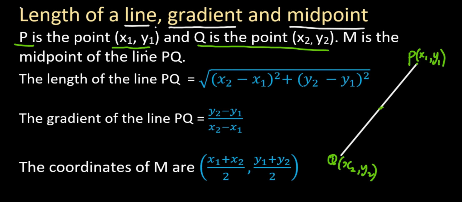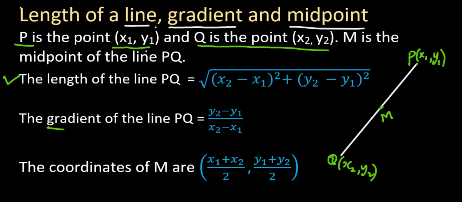The midpoint divides the line PQ into two equal parts. Now, suppose we want to get the length of the line PQ. You can say length of line PQ or distance of the line PQ. That's the formula: the square root of (x2 minus x1) squared plus (y2 minus y1) squared. The square root of the whole thing will give us the distance between P and Q, or the length PQ.